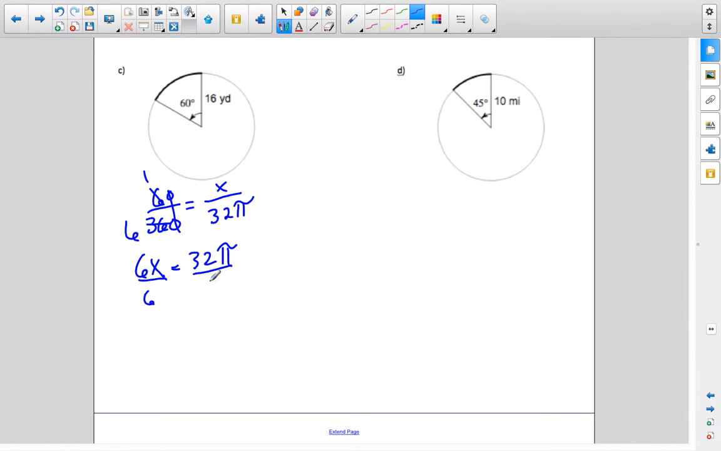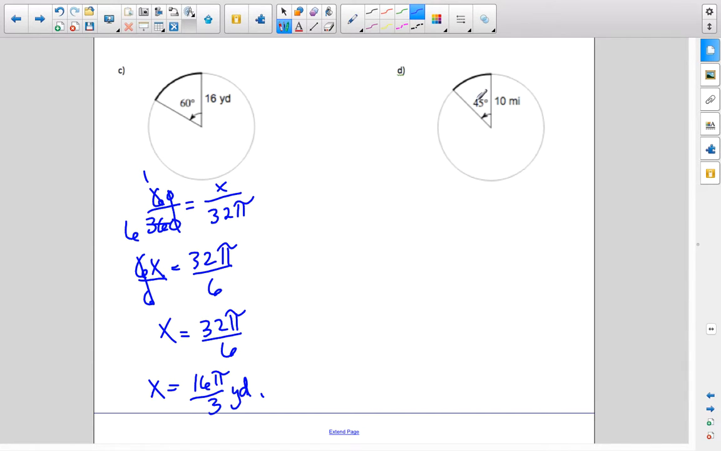Dividing by 6, x equals 32 pi over 6. Well, they're both even numbers, so I know I can simplify by dividing by 2. So I'll get 16 pi over 3. Leaving that alone. That would be yards, the length, because the radius is in yards.